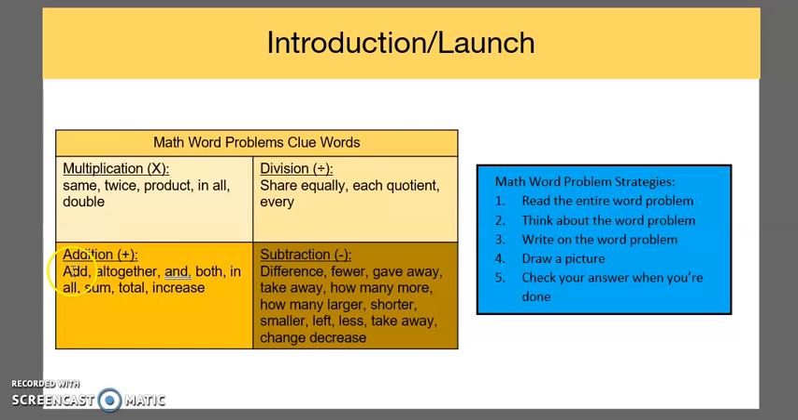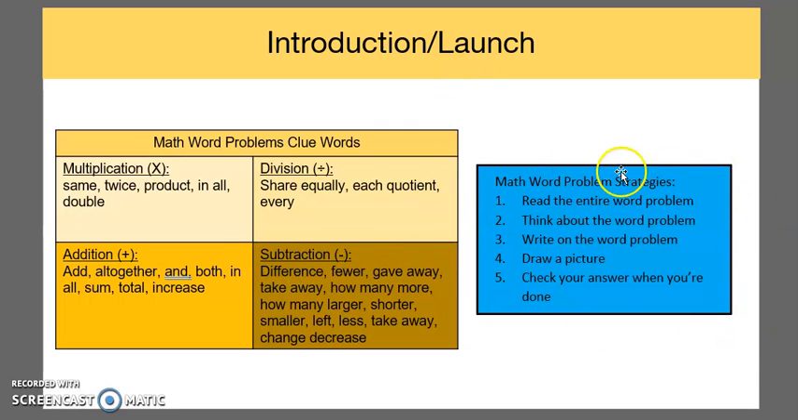Addition: if we see add, altogether, and, both, in all, sum, total, increase, these are all clues to tell you that we will have to do addition in the problem. Last one is subtraction. Some keywords are difference, fewer, gave away, take away, how many more, how many larger, shorter, smaller, left, less, change, decrease. And these can help us know that we may have to do subtraction.